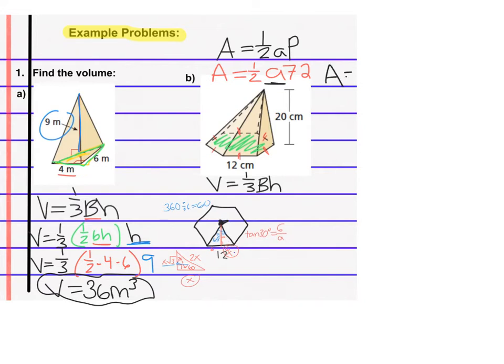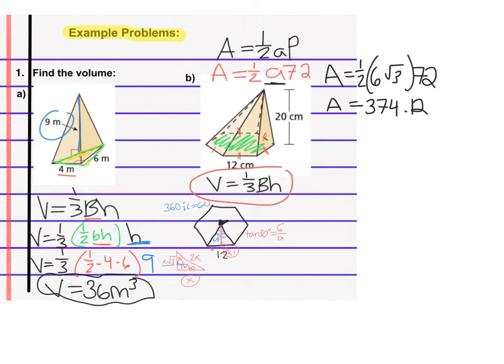So area equals 1/2 times my apothem. I'm just going to leave it as 6 square root of 3, so my answer is more precise. And the perimeter was 72. So I am going to plug all of that into my calculator. And I'm getting 374.12. I hope that's right. Yes. All right.